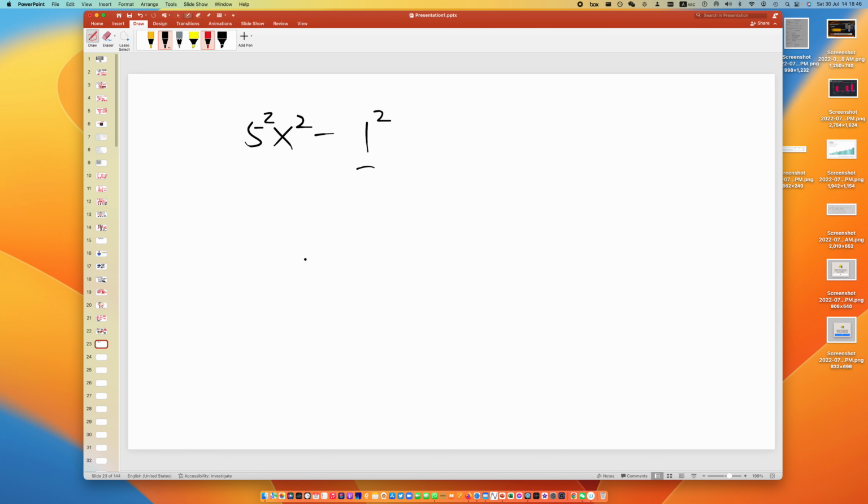So can do already or not? It's minus, right? Can. Then what do you get? 5x minus 1. 5x plus 1. Correct. Everything must be square first, and it must be minus in between. If it's plus, cannot. So what if you have this?